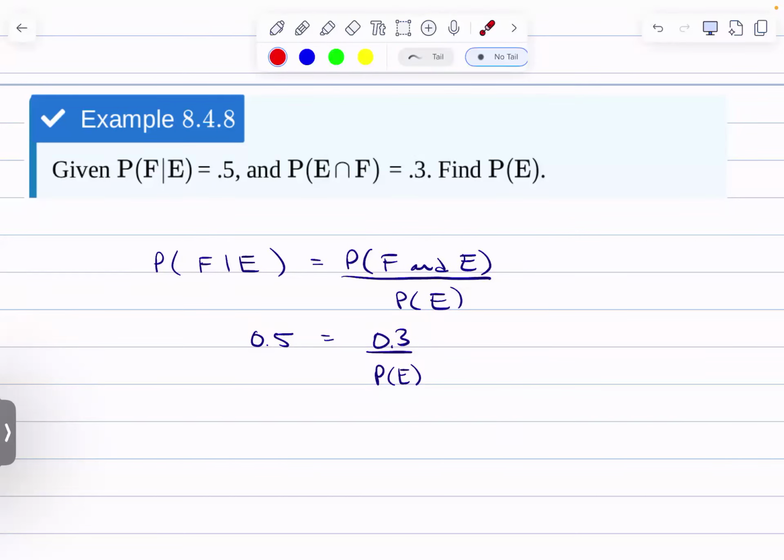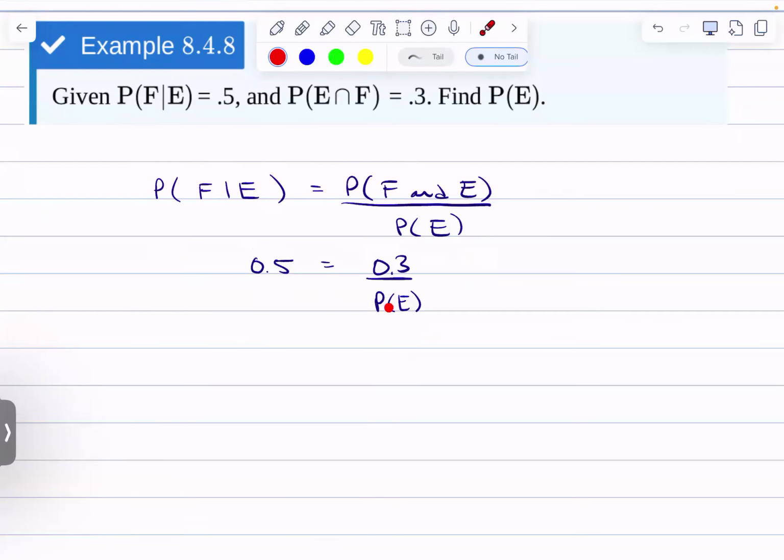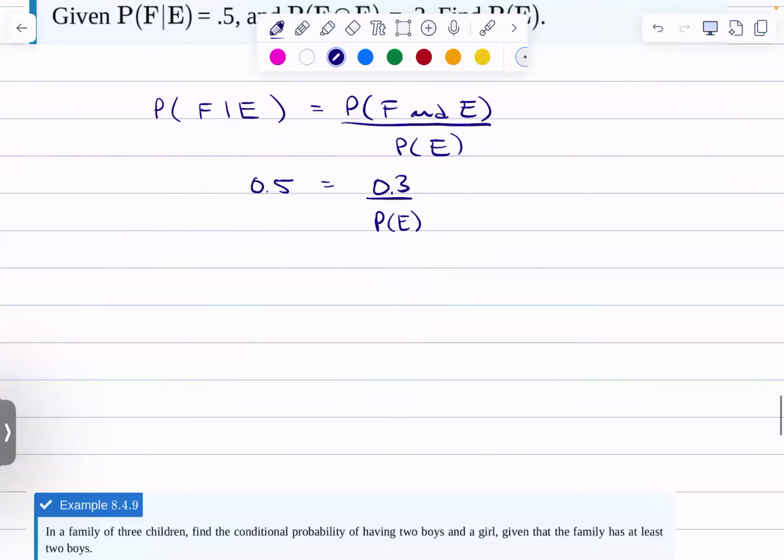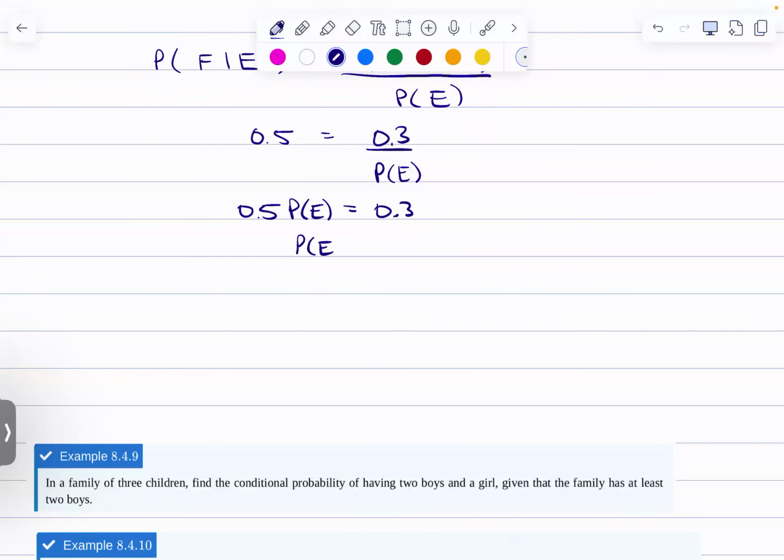How can I do it? I would multiply this probability of E over here. Now, this is just a placeholder for a number, so you treat it as one thing. You're going to multiply it over by the 0.5, and then divide the 0.5 over. And so it's going to look like this. 0.3 divided by 0.5, which we just did, is 0.6.